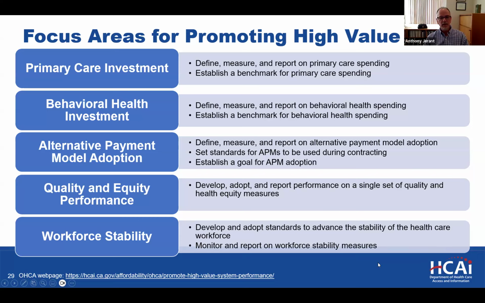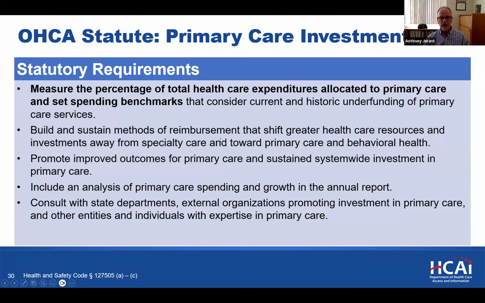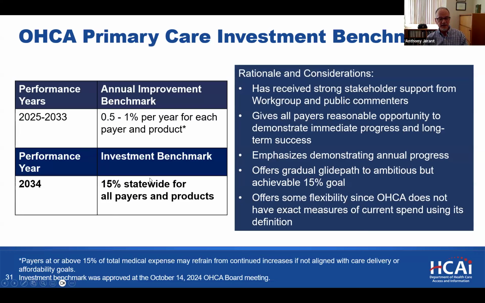So their statutory requirement was to measure the percentage of total healthcare expenditures allocated to primary care and set spending benchmarks that consider current and historic underfunding of primary care. And then there's other things, but that's really the big picture thing for now. And so what they did is they announced at that time this target. So they said that by 2034, we want all payers and health products in the state to be spending at least 15% of their total spend on primary care services as we define them.